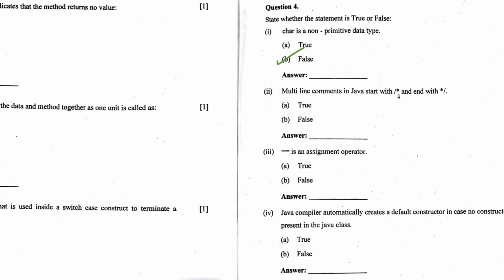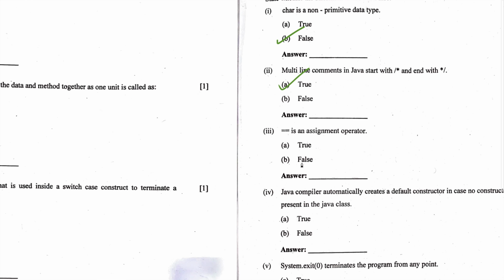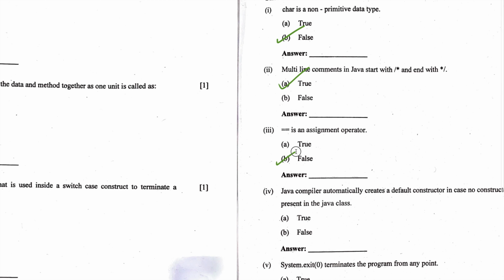Multi-line comment starts with slash asterisk. True. Is an assignment operator? False. This is a relational operator. Okay, greater than equal to, less than equal to, double equal to, not equal to are all relational operators. Assignment operator is single equal to.